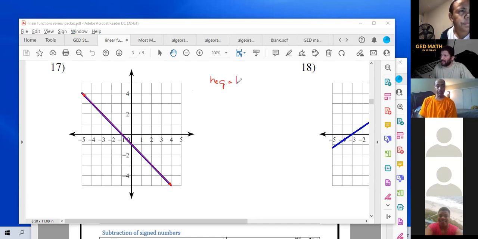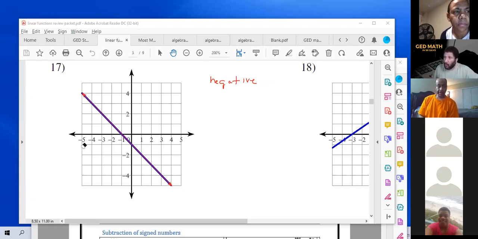Well, Mr. Tinsley, why are you telling us this? Because if the GED is multiple choice, 2 of them are going to be positive, 2 of them are going to be negative, and you can get rid of 2 right away. So just knowing whether the slope is positive or negative improves your chances of getting that problem right. Say you forgot how to do it, but if you know the slope is positive or negative, you get rid of 2 of them right away. So we know the slope is negative.